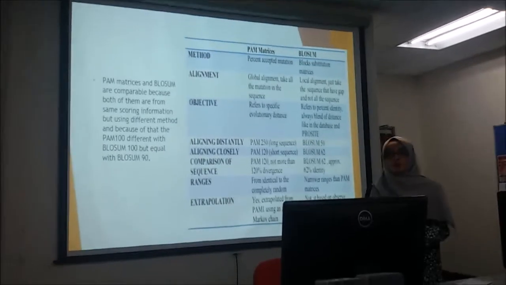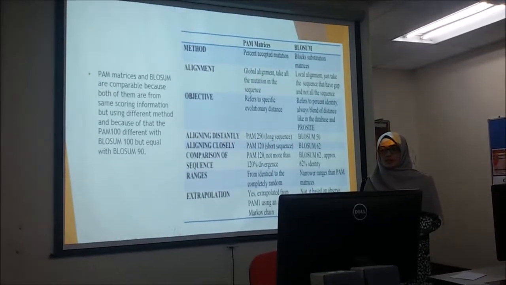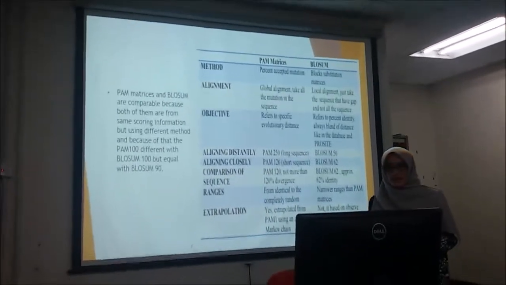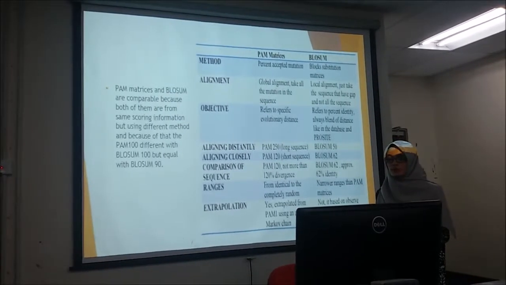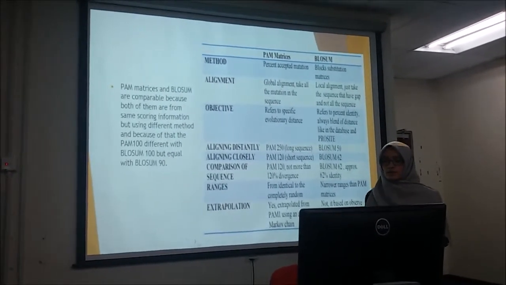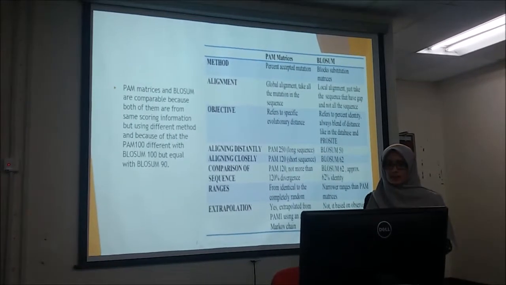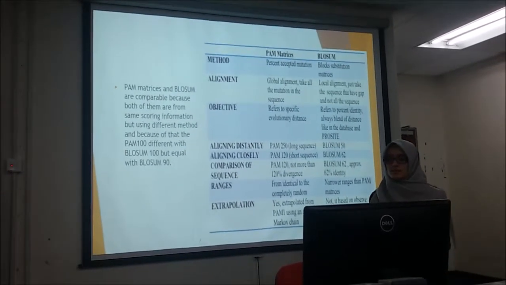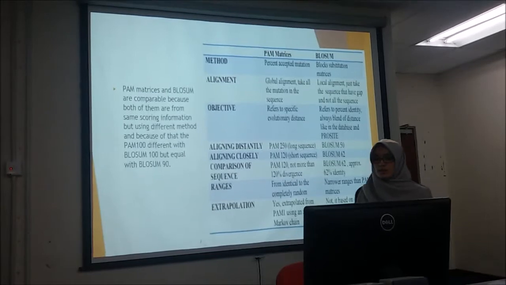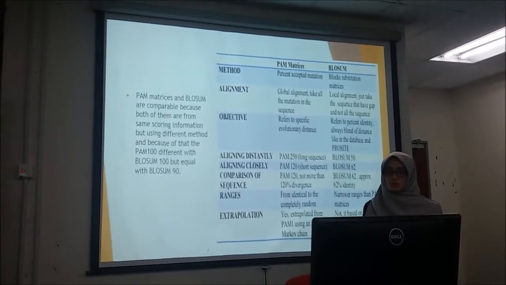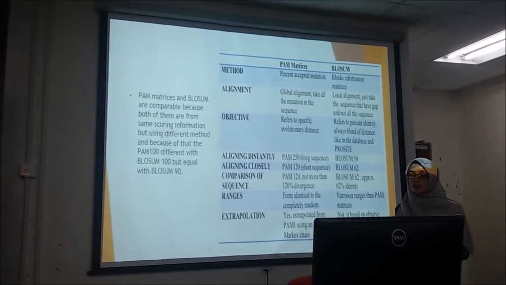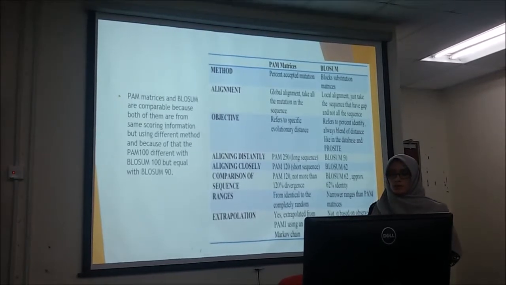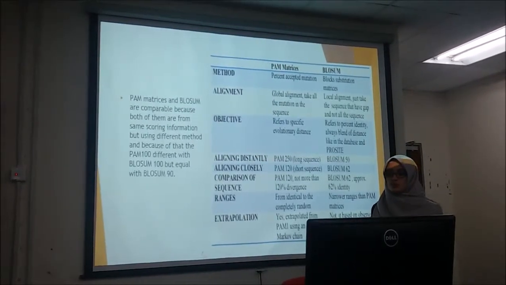The fourth comparison of PAM matrices and BLOSUM. First, by aligning distantly, PAM matrices has PAM 250, it is a long sequence, while BLOSUM is BLOSUM 45. Aligning closely, PAM matrices is PAM 120, it is a short sequence, while for BLOSUM, the short sequence is BLOSUM 62. Comparison of sequence, PAM 120 is not more than 120% of divergence, while BLOSUM 62 approximates 62% identity.